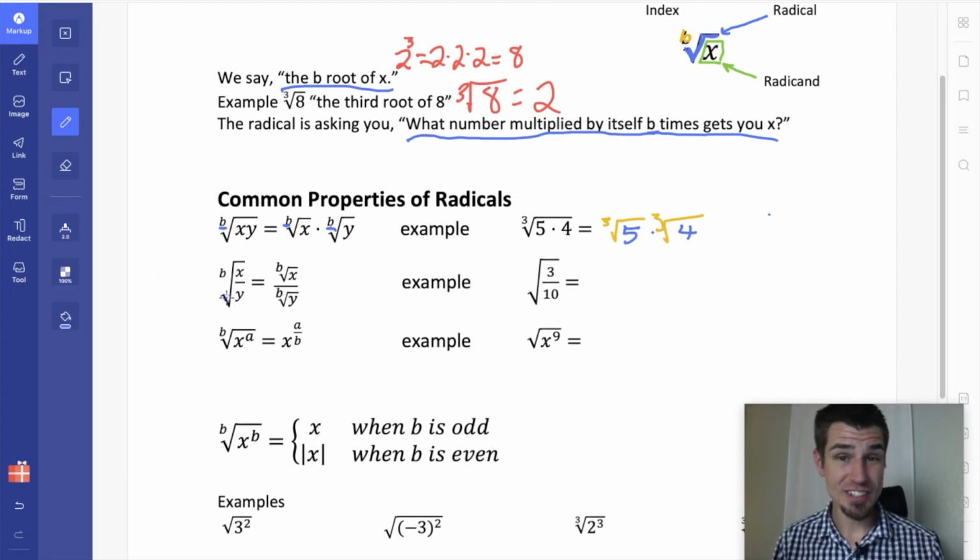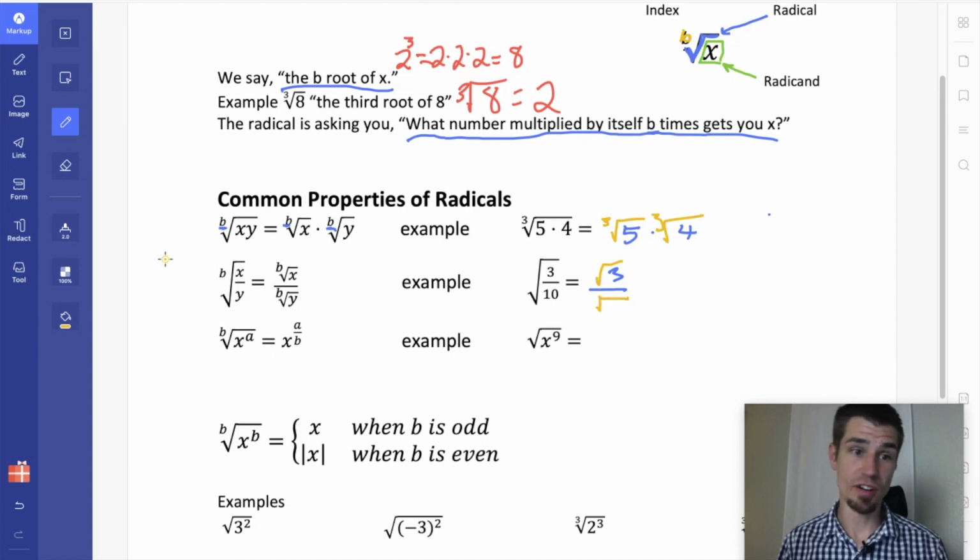If you have a fraction under a radical, you can actually split that fraction up and put both the numerator and the denominator in their own separate radical. So for example, if we had the square root of 3 over 10, that's the same as the square root of 3 divided by the square root of 10.